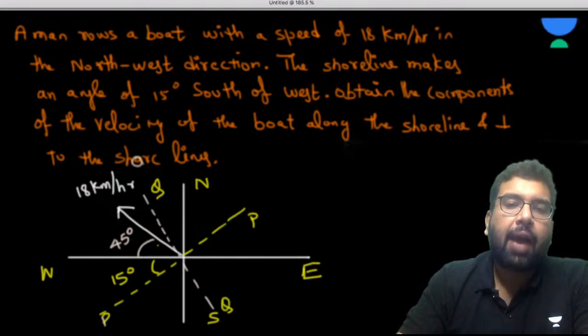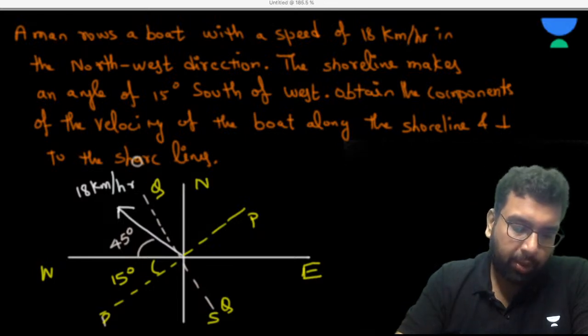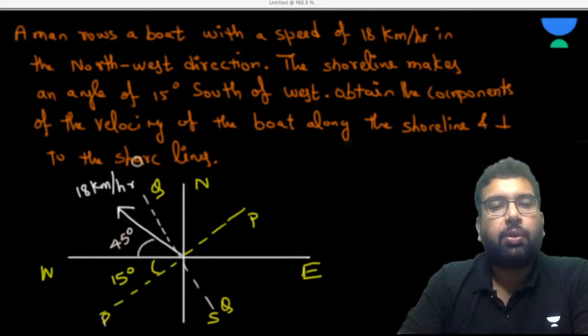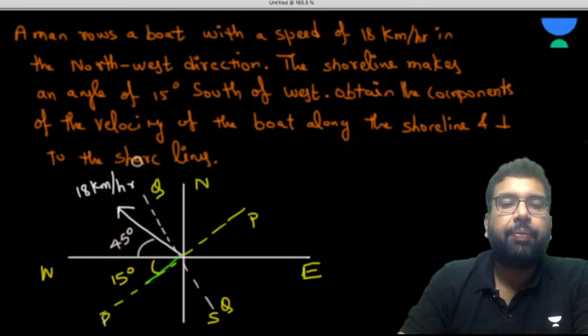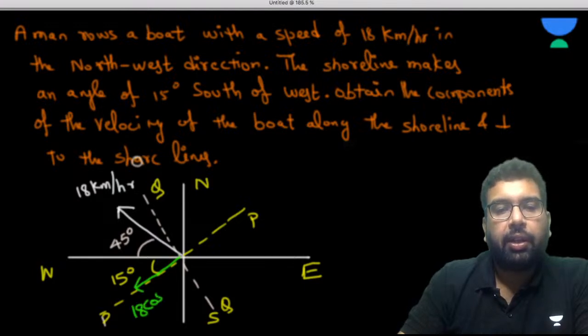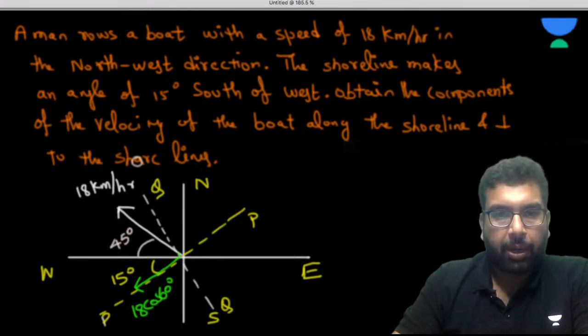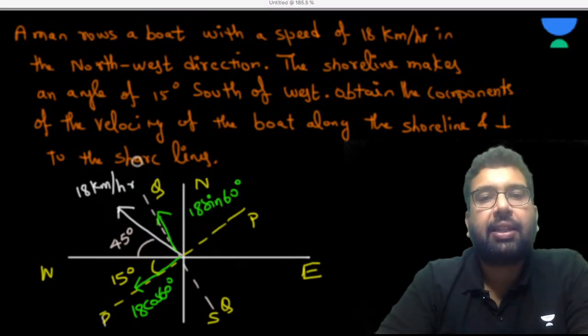Now you need to have a component of it in the direction of the shoreline and perpendicular to the shoreline. So what is it going to be, sir? Now this is 60 degrees. So obviously this is going to be 18 cos 60. And what is going to be perpendicular to this? This is going to be 18 sin 60, isn't it? Very, very simple, sir.